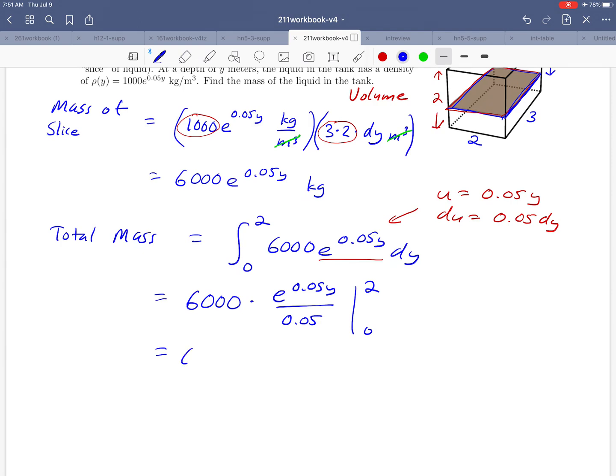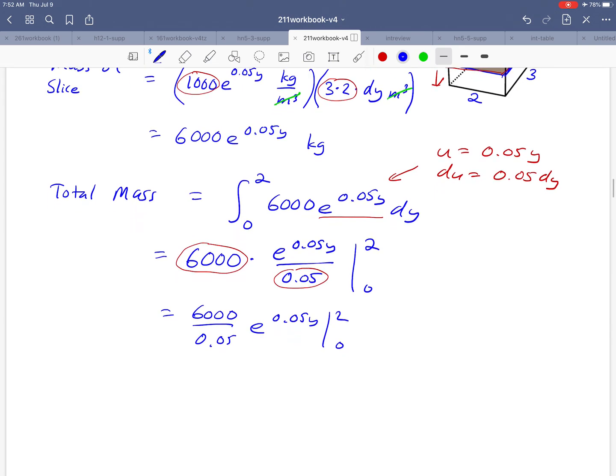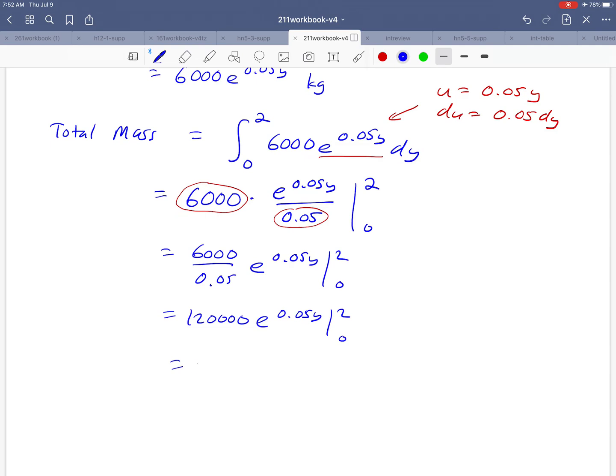If we just substitute our limits in here, upper limit is going to be e to the 0.05 times 2 over 0.05. Actually, I think this integral will be easier if we do a little consolidating here. You can do it however you want, but I'm going to take this 6,000 and divide it by 0.05, just to separate the constants from the variables. 6,000 over 0.05 ends up being a big number. It's 120,000. Then I'm going to plug in the limits. By doing that, we can factor the 120,000 out, and then just substitute in the limits to the e portion of this. Upper limit will plug in 2 for our y, and lower limit will plug in 0.